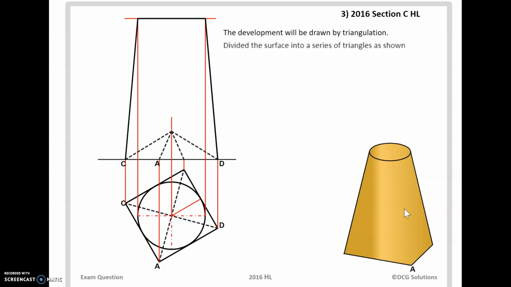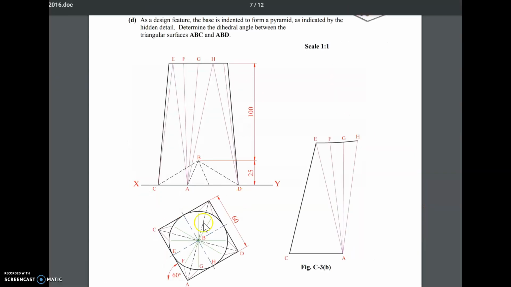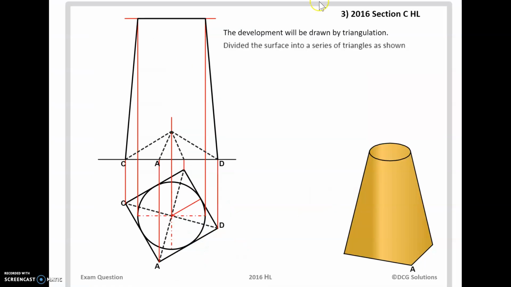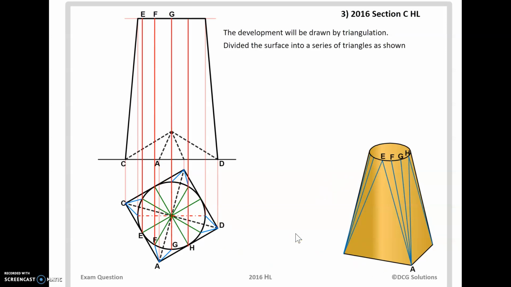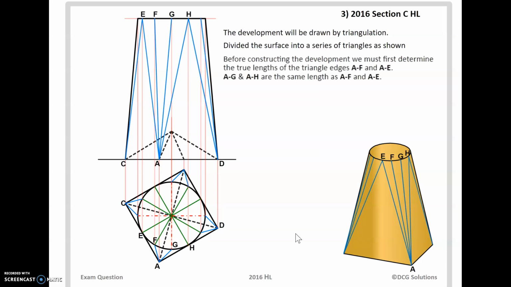Alright, so the development will be drawn using triangulation. Divide the surface into a series of triangles as shown. So if we look back to our question, they divided it up down here. You can see the divisions. We're going to do the exact same thing here. This is just showing us our triangulation. We divide it up and we're getting our points then on the circle at the top. Again, the circle is at the top, the square is at the bottom. So they're all our points on the top. That shows us our triangulation.